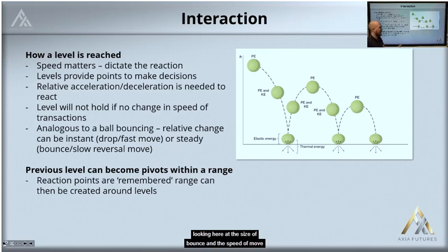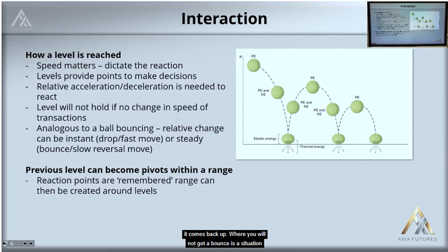And I'm not looking here at the size of the bounce, or the speed of the move dictating the size of the bounce. I'm talking more about the reaction, the speed with which it bounces. This doesn't tell you anything about how high it's going to bounce. So don't assume that a slow move necessarily has to result in a limited bounce. It's just that the bounce is going to be slower in the pace with which it comes back up.